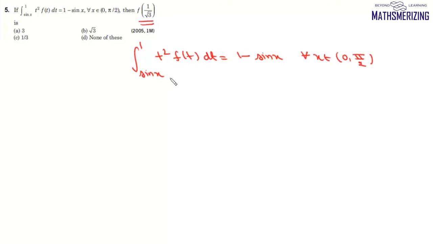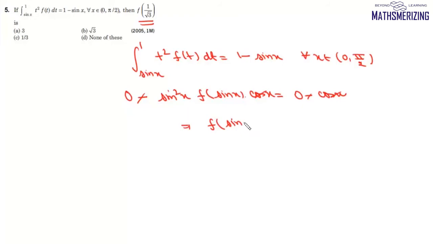Now what we'll do is we'll differentiate this function. Now we'll put the upper limit, and the derivative of the upper limit is 0. So it'll be simply 0 minus the lower limit, which is sin square x into f(sin x) into the derivative of sin x, which is cos x, and that is equal to 0 minus cos x. Now minus and minus will cancel, cos x will also cancel. We'll get f(sin x) equals 1 upon sin square x.